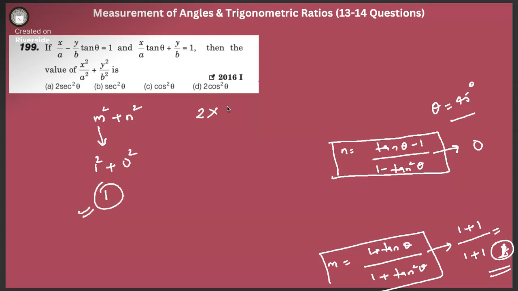We need to reach only 1. Over here 2 into cos 45. Cos 45 is 1 by root 2, whole square is 2 into 1 by 2, which will give us 1. That is why we go ahead with D.